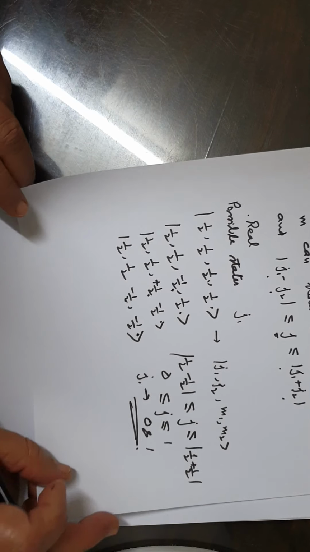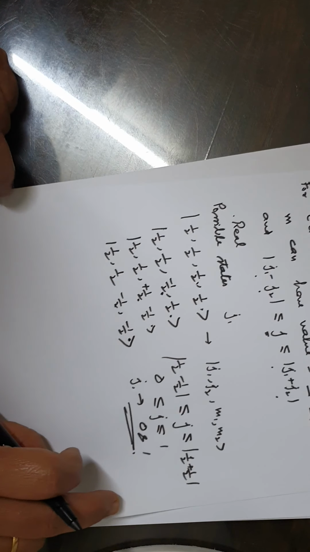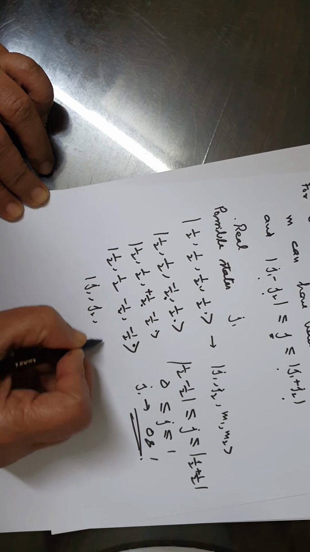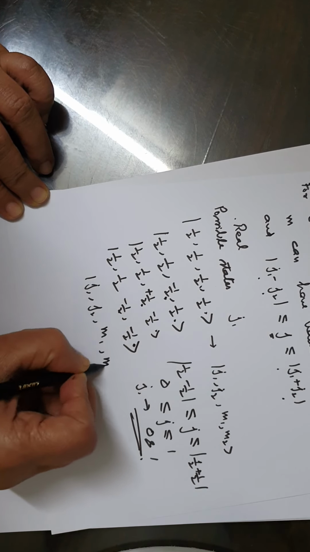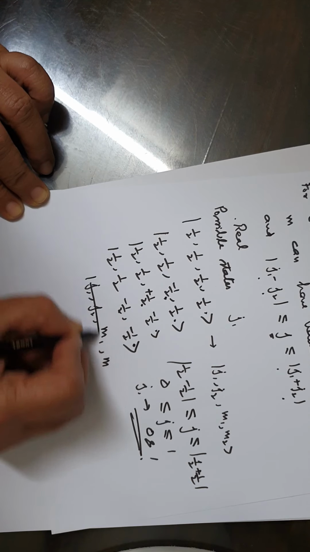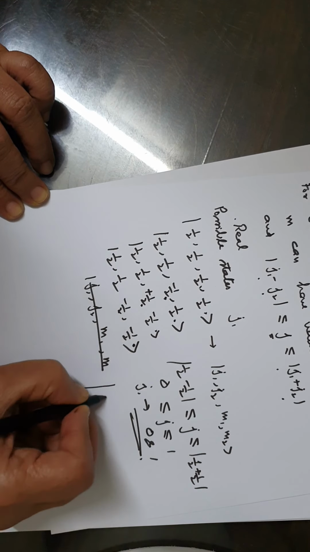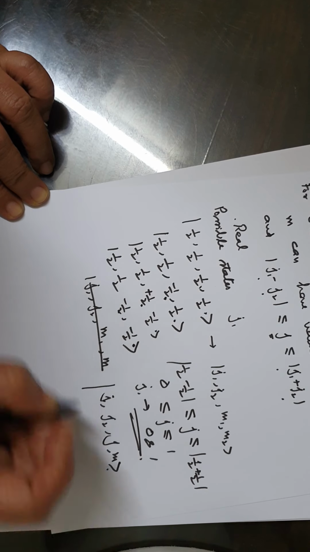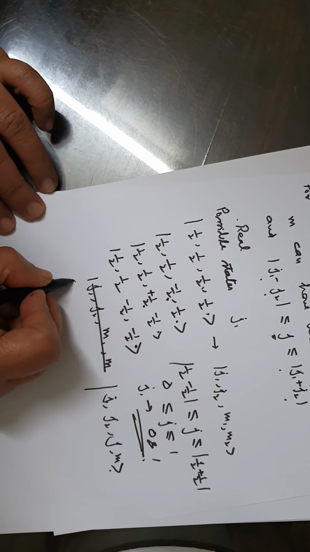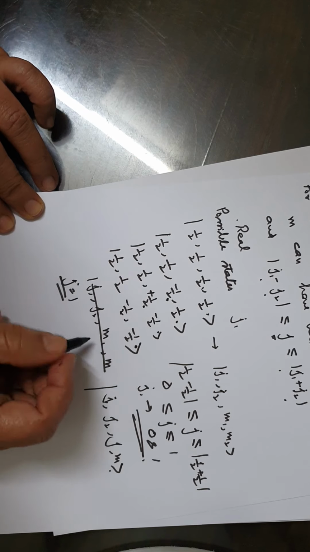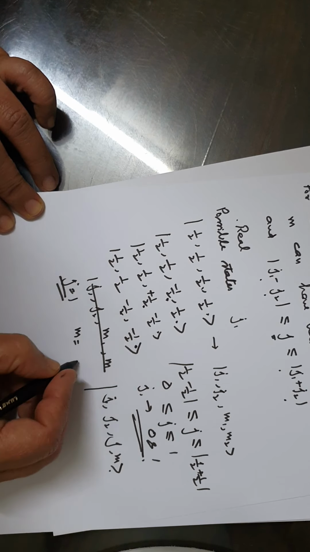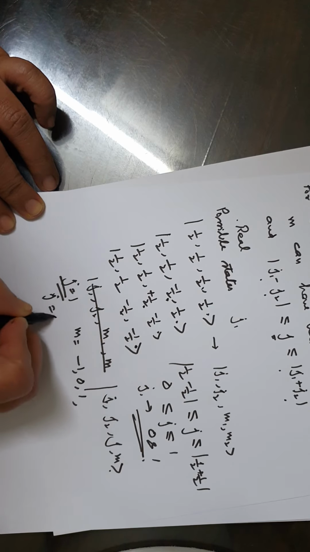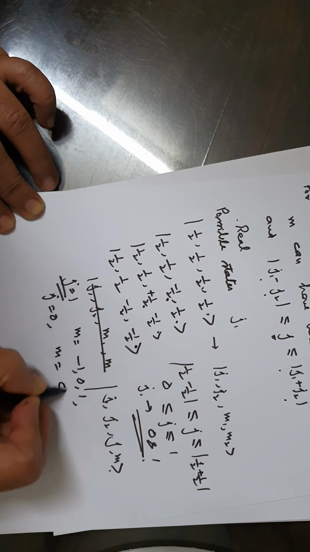With these possible values of J, let's see what the possible states are. For CG coefficients, we will write J1, J2, J and M. For J equal to 1, M can have values minus 1, 0 and 1. For J equal to 0, M will have value 0.